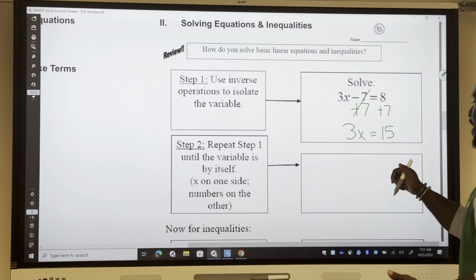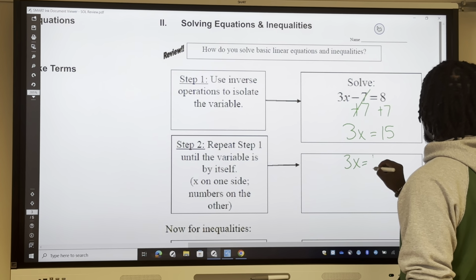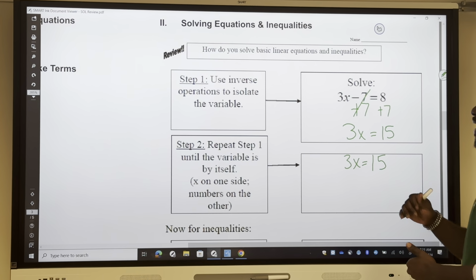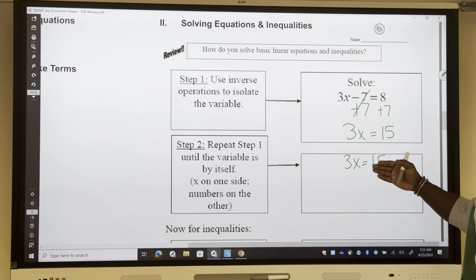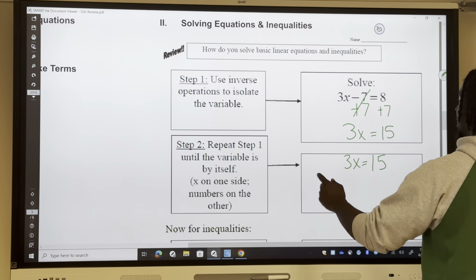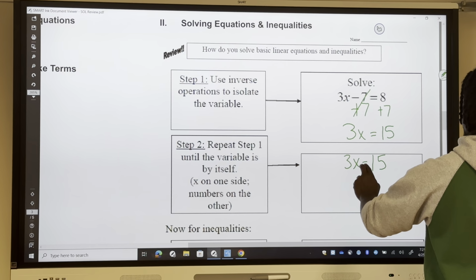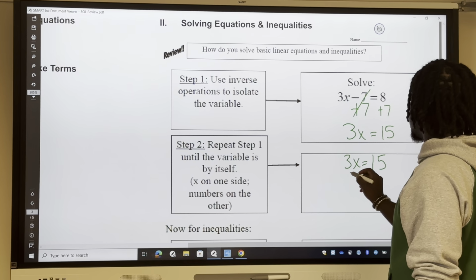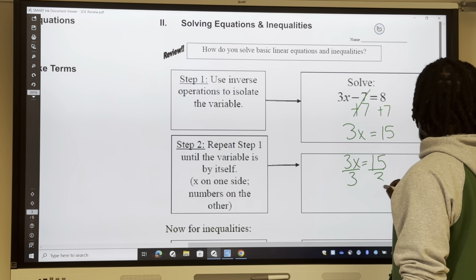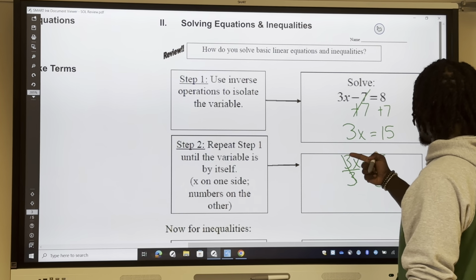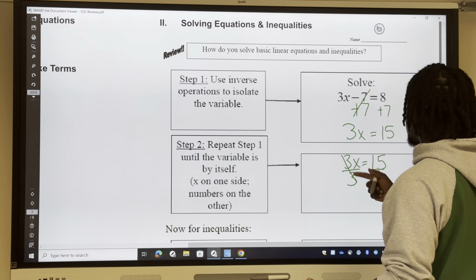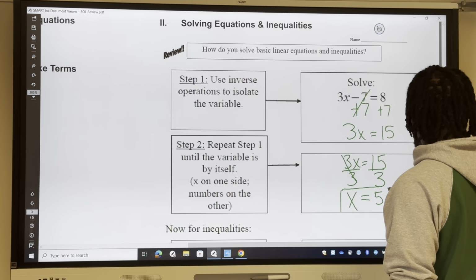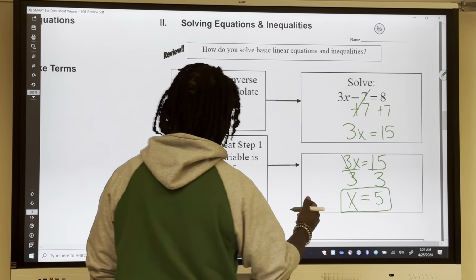Now I'm just going to copy this again. Step two is, I just have to repeat it until the x is all by itself. So I'm doing the inverse operation, getting the x by itself. This is 3 times x, so I have to do the inverse, which is divide by 3 instead of times. Divide by 3 on both sides. 3 divided by 3 is 1, which cancels. It's just going to give me 1x. So I just have x equals 5, and that is my answer there.